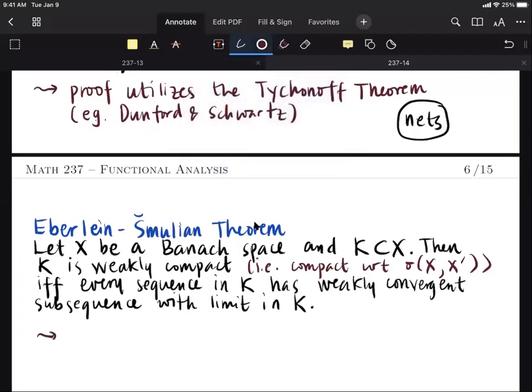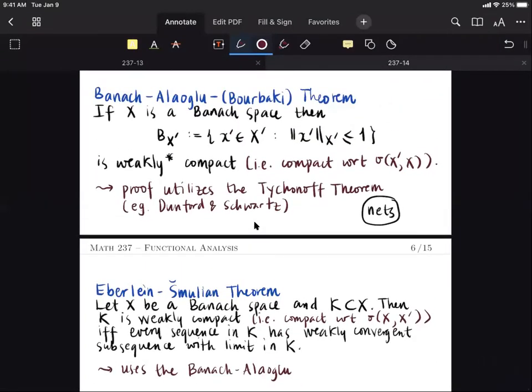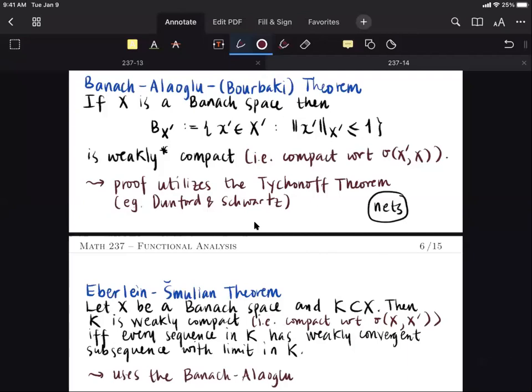And this one uses the Banach-Alaoglu theorem. Or the Banach-Alaoglu theorem can be utilized to prove this result by Eberlein and Smulian. So again, compactness and sequential compactness are equivalent in the weak topology of a given Banach space. Even though the weak topology is not metrizable, this result is still valid. Okay, so these are compactness results with respect to the weak star topology and then the weak topology for general Banach spaces.